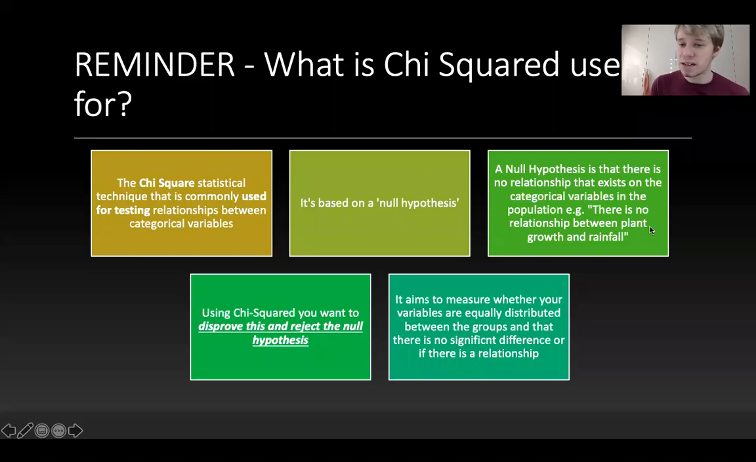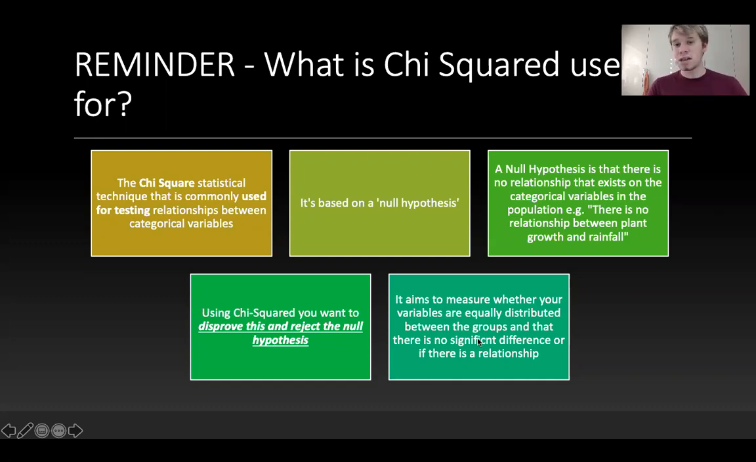So in the third box, I've said an example of a null hypothesis would be there is no relationship between plant growth in an area and rainfall in an area. Now, immediately we're thinking, well, of course there's going to be a relationship, but we don't know that. We have to investigate it as geographers, as scientists. But until we have that evidence, we have to go with the null. That's why we do that. And using chi-squared, you want to disprove this and reject the null hypothesis. And again, the overall aim of chi-squared is to measure whether your variables are equally distributed between the groups and to show there is no significant difference or if there is a relationship.